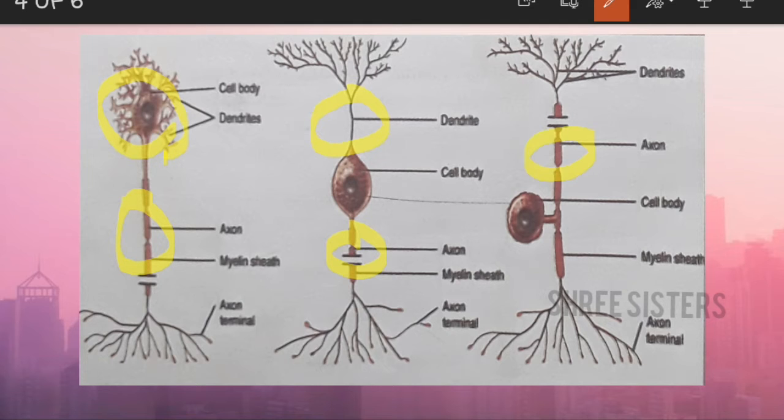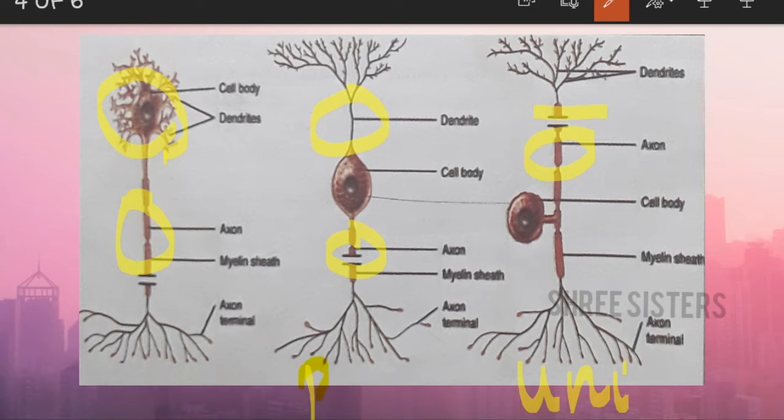You could see here, this is the other cell's thing. The dendrites, this doesn't belong to this one. It's divided. So here you could see there are no dendrites here. So these are unipolar. Unipolar means they have no dendrites.